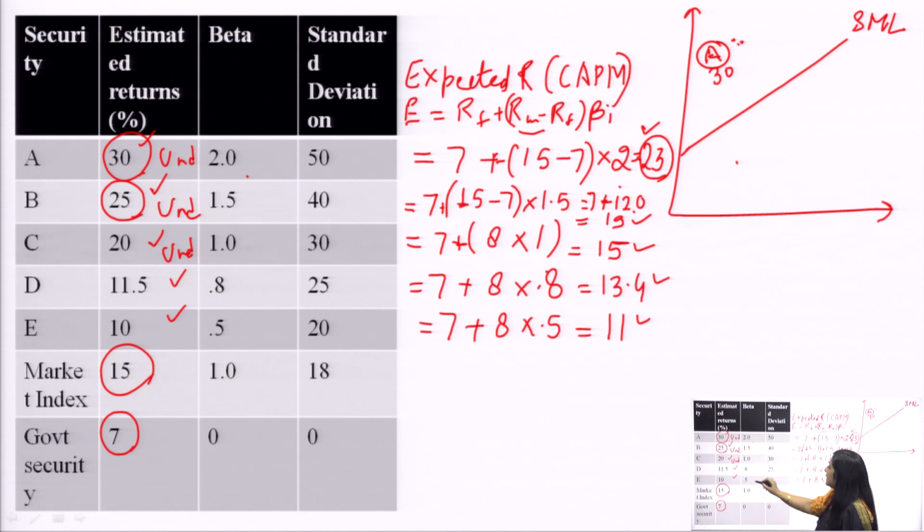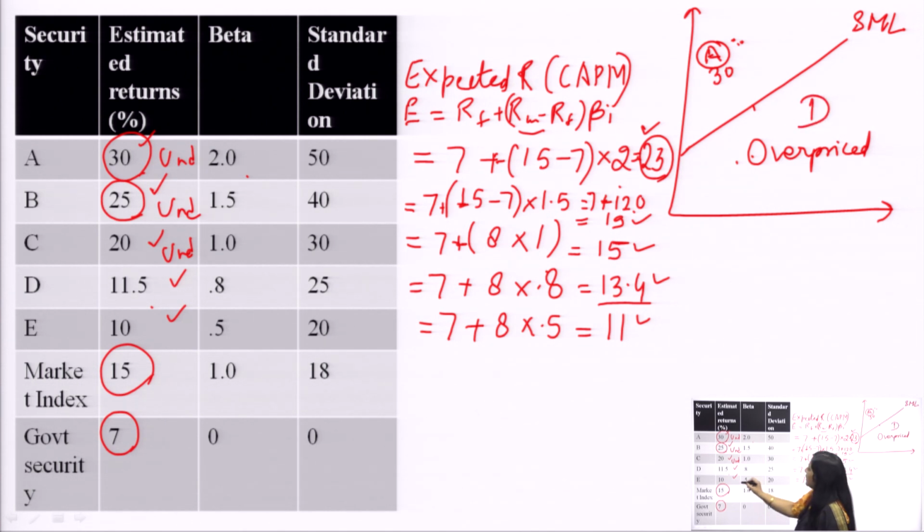Security D is giving us 11.5% return, but according to CAPM it should have given us 13.4% return. It means it is not giving us the expected return, it is giving us less returns. It means this would lie below this line, it will be overpriced. So, security D would lie below the SML line. And security E, we see 10% it is providing us and 11% it should have been provided by the CAPM model. It means it is also not performing well, it is also overpriced.